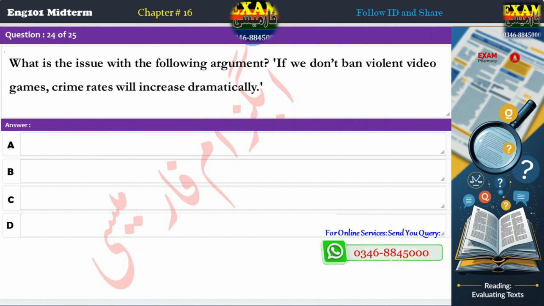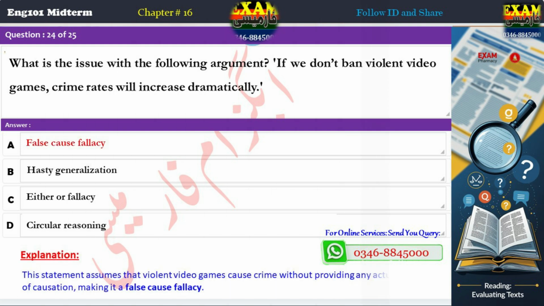Question 24. What is the issue with the following argument? If we don't ban violent video games, crime rates will increase dramatically. A. False cause fallacy. B. Hasty generalization. C. Either-or fallacy. D. Circular reasoning. Correct answer: A. False cause fallacy.